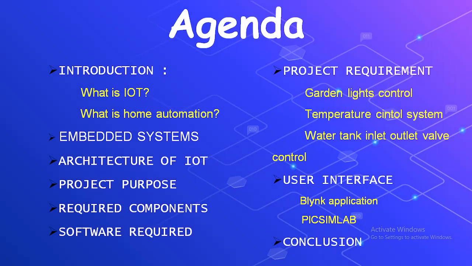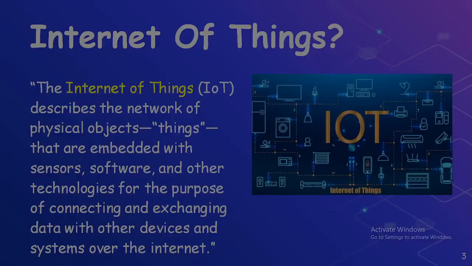First, we are going to see about the introduction and what is IoT, what is home automation, and then embedded systems, architecture of IoT, project purpose, required components and software, project requirement, user interface, and then at last conclusion.